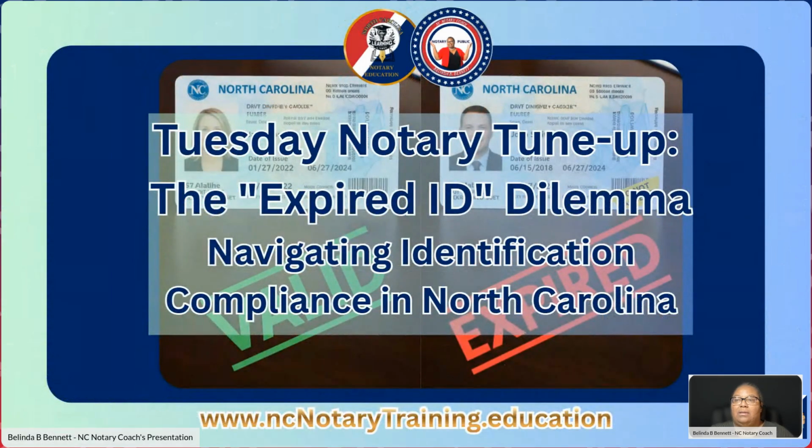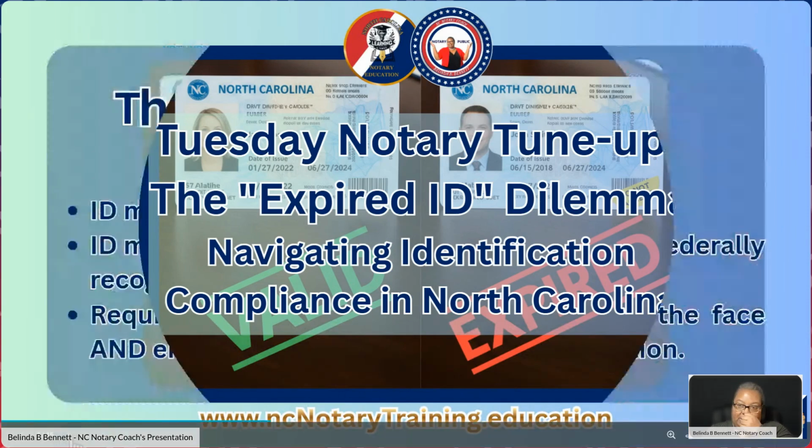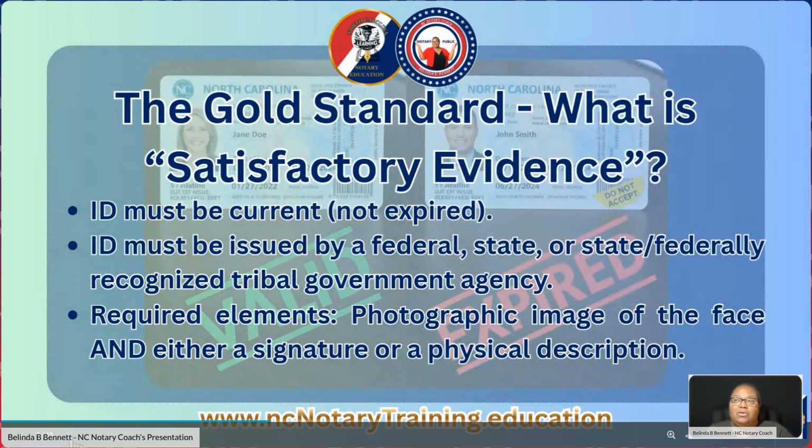So, how to navigate, identify, and be in compliance for North Carolina. How do we go about doing all of those things? The gold standard: what is satisfactory evidence? That is exactly the term you will see in our notary manual. It's ID that must be current, not expired.